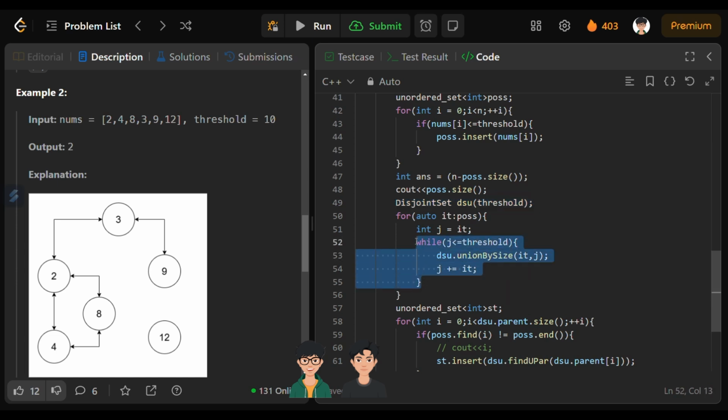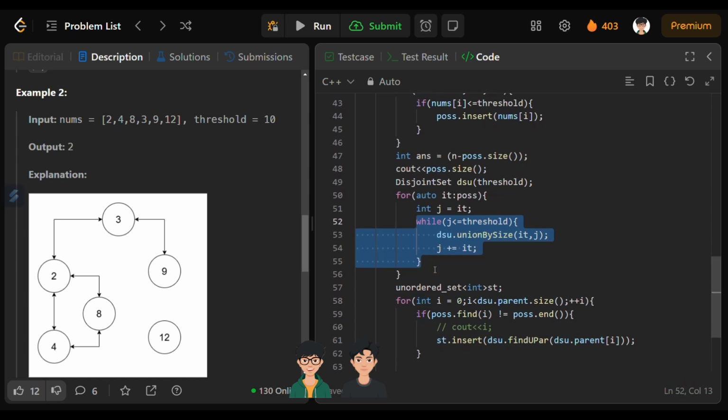And this DSU, I hope you all know the DSU data structure. If you don't know, then you can Google it, or follow any YouTube channel or resources. So DSU dot union by size, this function basically joins, or you can say creates an edge between this I and J.